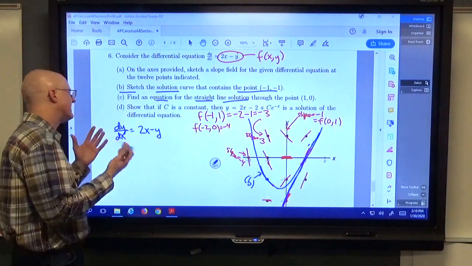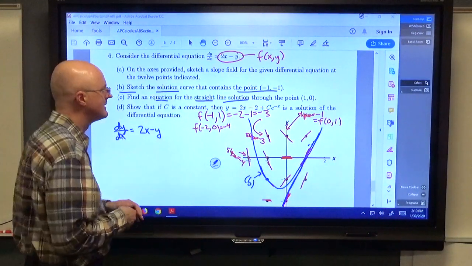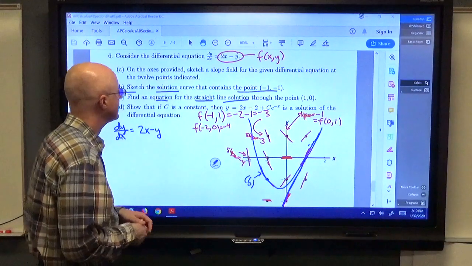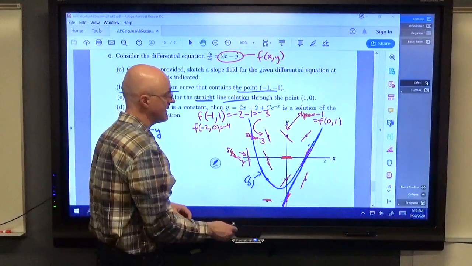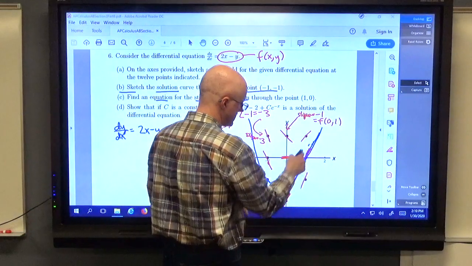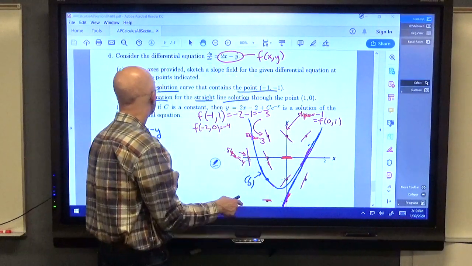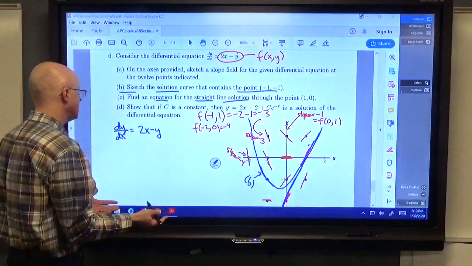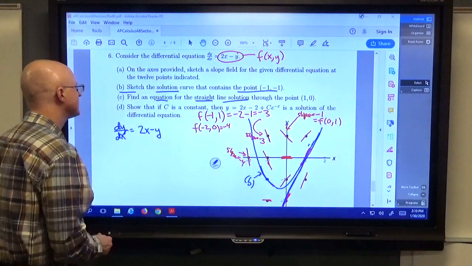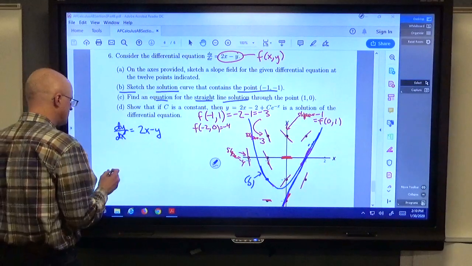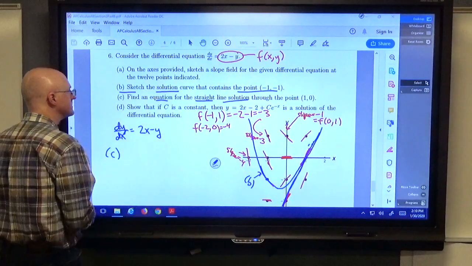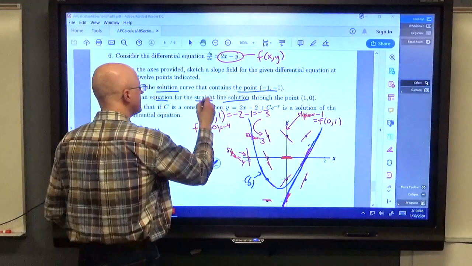Kind of have to, in some of these problems, look ahead a little bit to give you some inspiration sometimes. In this case, there is a straight line solution, and it looks like it's going to be a straight line solution with a slope of 2 and a y-intercept of -2. We could guess that is the answer for part C. If you were feeling uncertain about a guess, how could you do it? Part C here. Find an equation for the straight line solution.